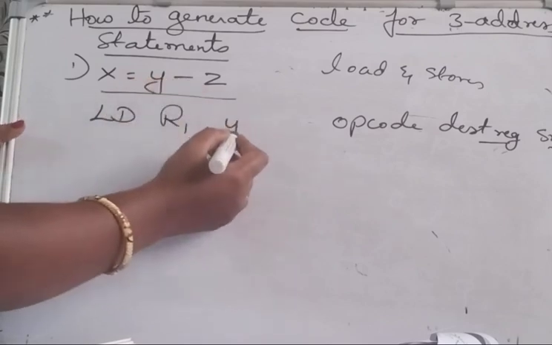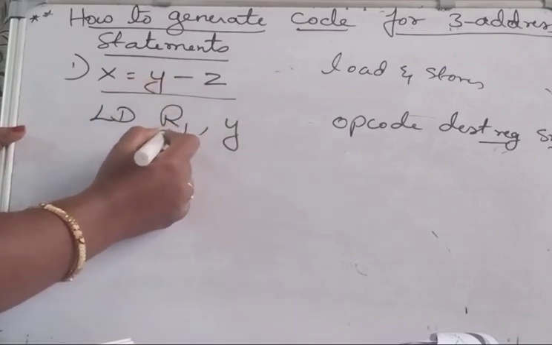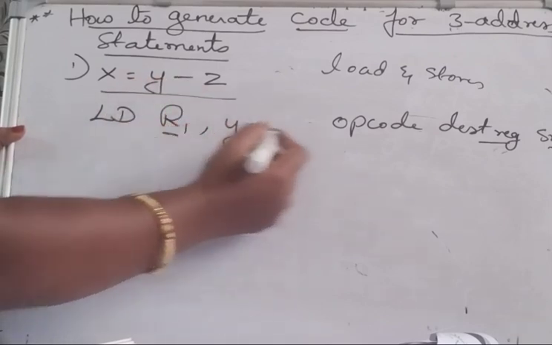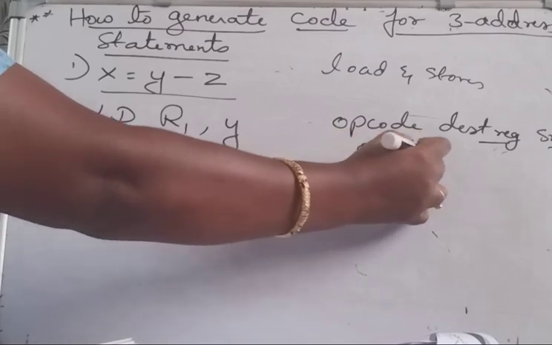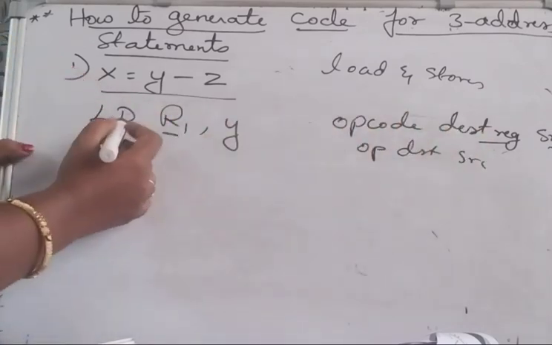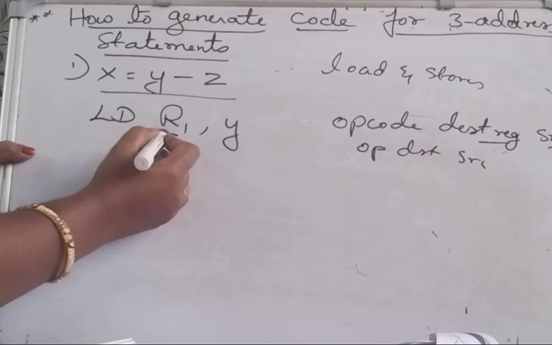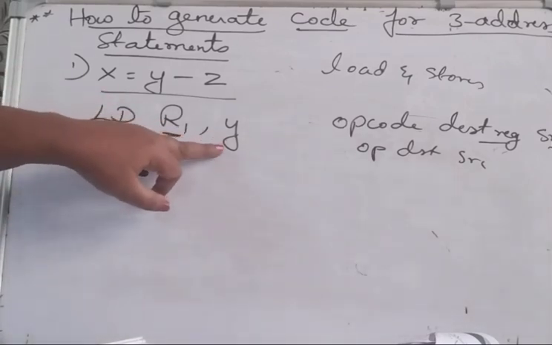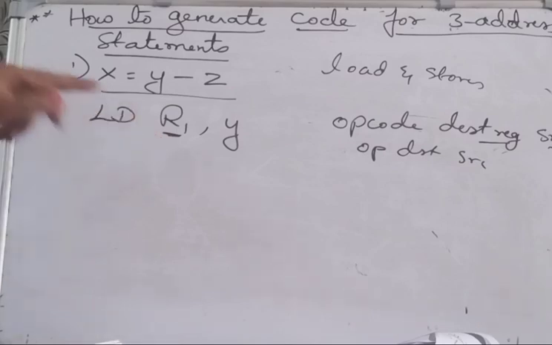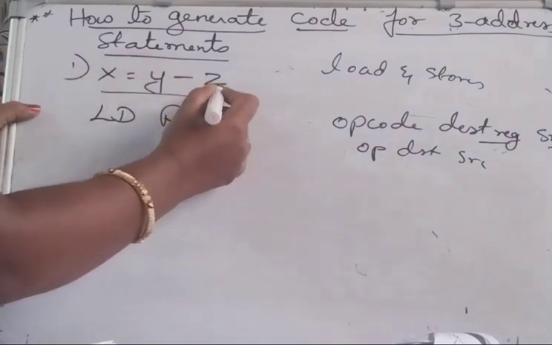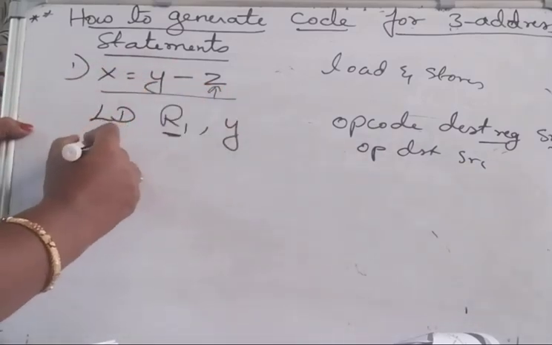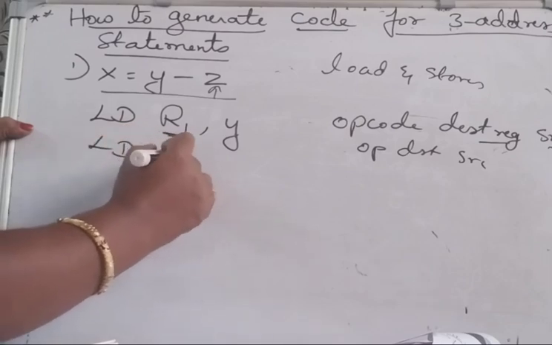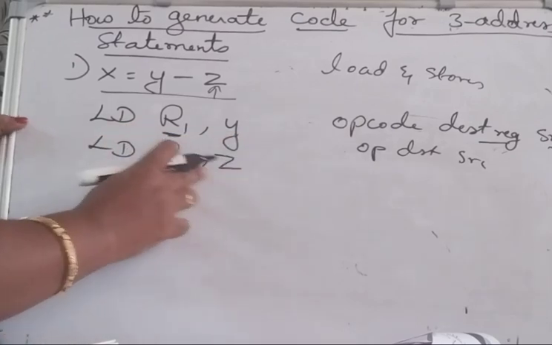So what is the source here? It is y, and the destination is r1. So here: opcode, destination, source. We load the value of y into register r1. That is the instruction we have written. The value of y is stored in r1. Next, I am going to load the value of z into another register r2. So load r2, z, source to destination.